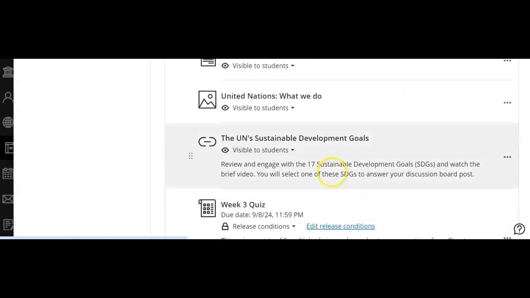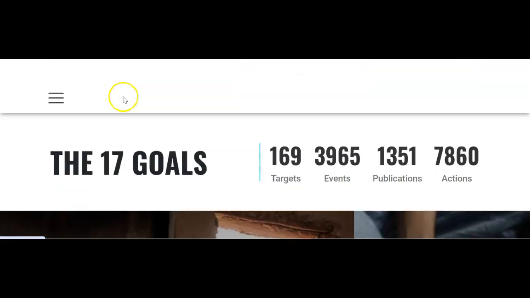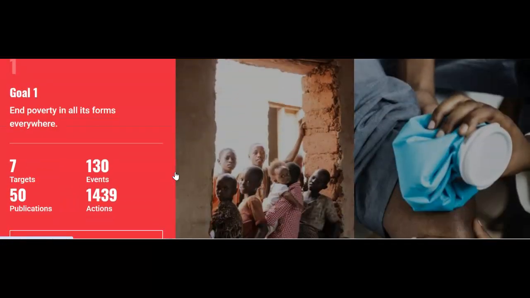There are 17 Sustainable Development Goals, and you're going to really need to focus on one in your discussion board post. So it includes information and a video. When you click on there, you're taken to the United Nations website, and it talks about the 17 goals. So goal 1, for instance, is ending poverty in all its forms everywhere. Wow, that's a big goal.